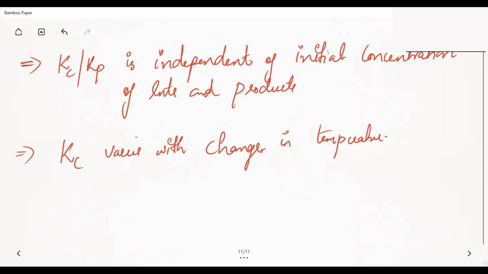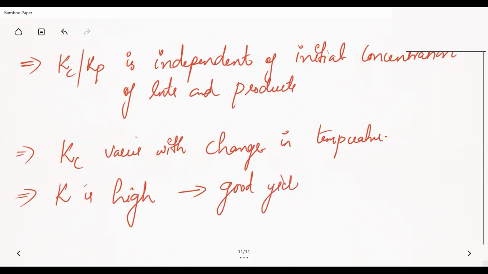If you know this K value, you can predict the extent of the reaction. That means if K is high, equilibrium constant Kc or Kp is high, means what? Good yield, right? Good yield of products. If K is low, what does it mean? Poor yield, right? And the extent of the reaction, you can understand.